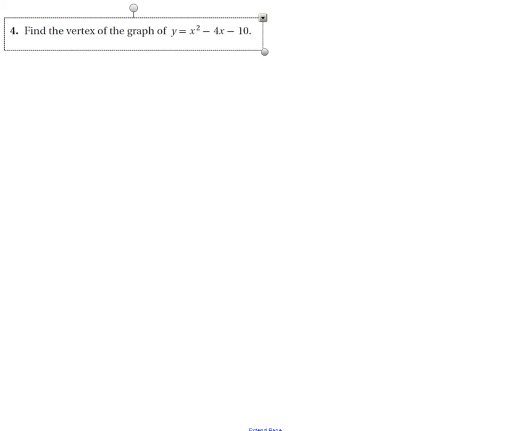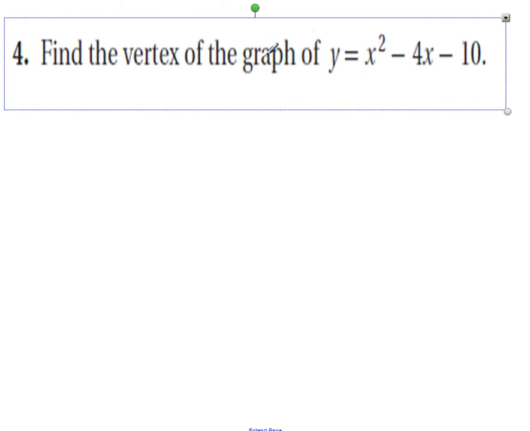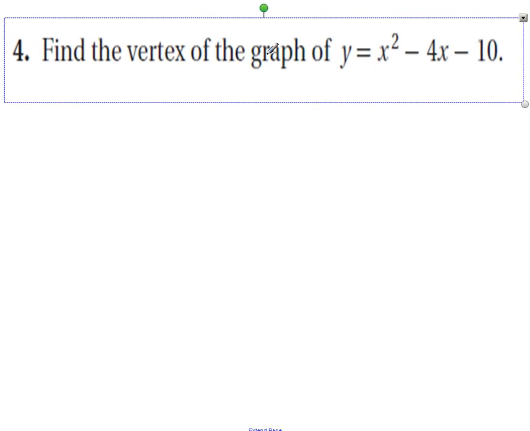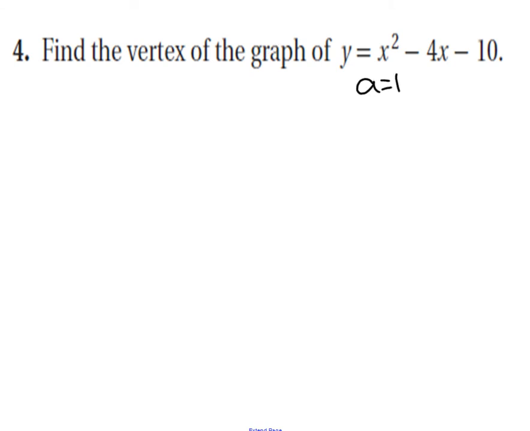Yes, that's why we recorded this. All right, so find the vertex of this mess right here. It doesn't give you the graph. Say hooray, no graph. So what's the first thing we need to find? What is A? A is 1. B is negative 4, and just for fun, C is negative 10.